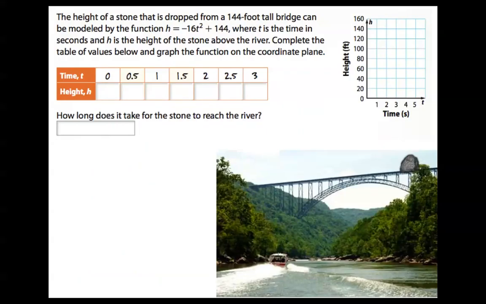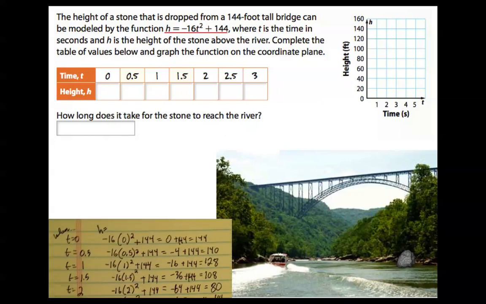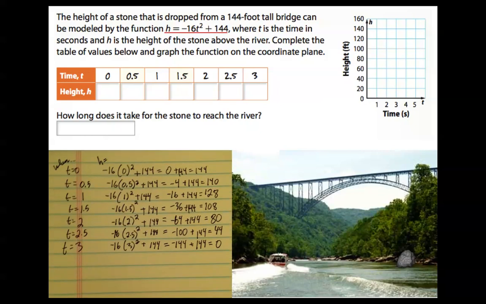Okay, so what if you have to do a word problem? Like this word problem, where there's a stone being dropped from a tall bridge. Notice on this problem, it gives us an equation. It says the height of the stone will follow this equation. It will follow this rule. So rather than making you watch me do all the math, I just jotted it all down here. And if you want to check it out for yourself, you can.